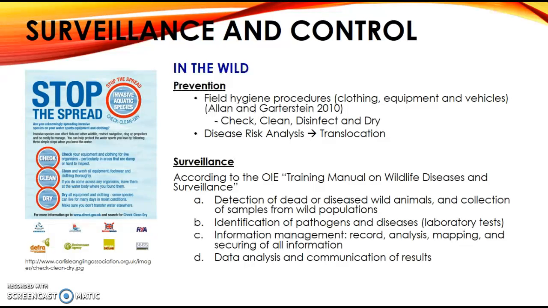The first one is the detection of dead or diseased wild animals and the collection of samples from wild populations. B. Identification of pathogens and diseases, mainly by carrying out laboratory tests. C. Information management, so this involves recording, analyzing, mapping, and securing all information. And D. Data analysis and communication of results, which is required in 4 areas of public responsibility: public health, domestic animal health, wildlife conservation and management, and environmental management.